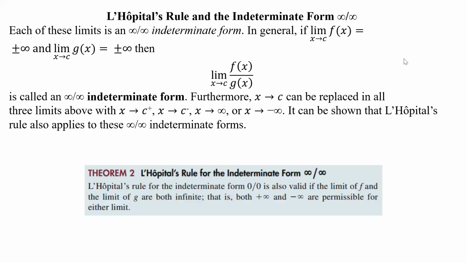All right, so here we have L'Hopital's rule and the indeterminate form infinity over infinity. So we've been looking at 0 over 0, but it also works for infinity over infinity. So each of the limits is going to be infinity over infinity indeterminate form.